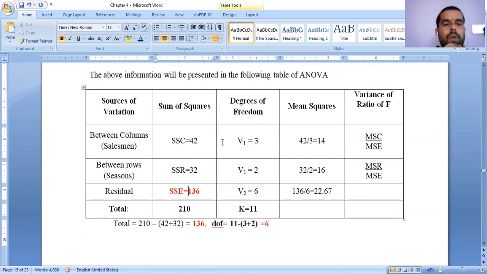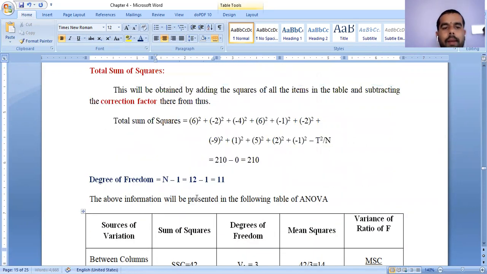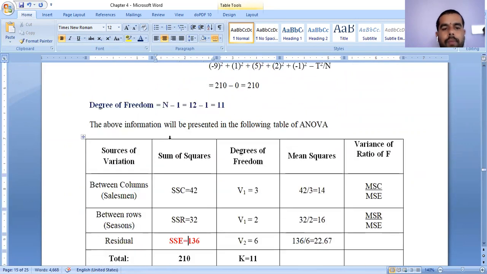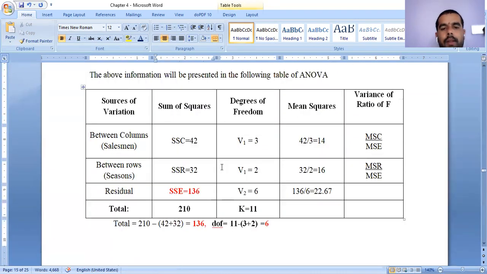Observe carefully here. By calculating, you got this 42 value, and 3 also there, and 14 also, while calculating SSC with the principle. Then for SSR, again the same procedure we applied, and in this case also you got these values. Finally the total sum of squares is 210. Then K is equal to 11. Then the next immediate step is to calculate the residual or error step.